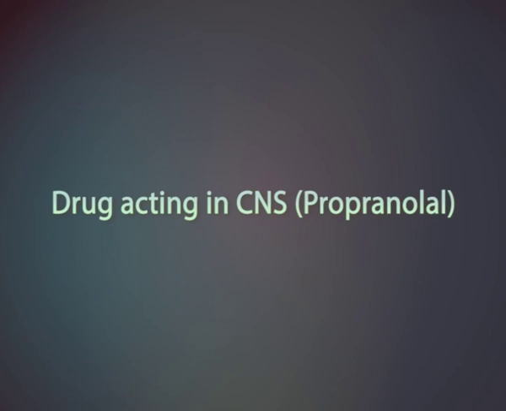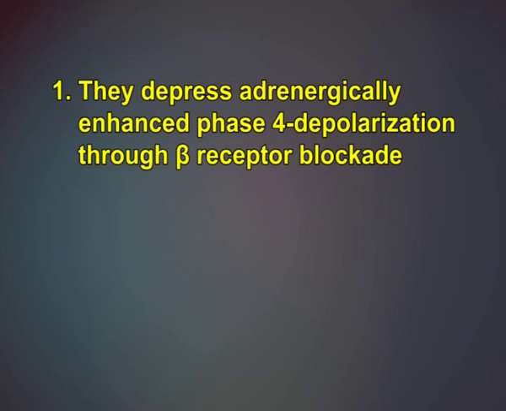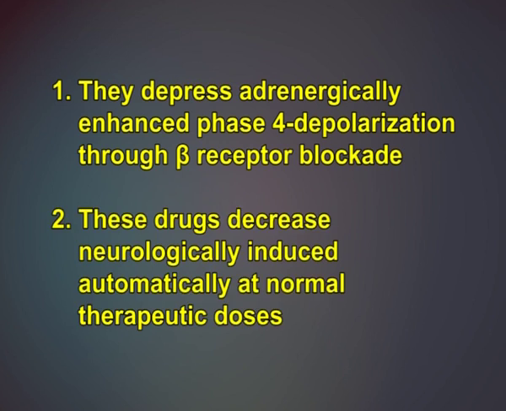Drugs acting in CNS. Propranolol. These drugs block the sympathetic nervous system in the genesis of some cardiac arrhythmias. In normal therapeutic conditions, the blocking effects of these drugs show the following electrophysiological effects. First, they depress the adrenergically enhanced phase 4 depolarization through beta receptor blockade. Next, these drugs decrease neurologically induced automaticity at normal therapeutic doses.